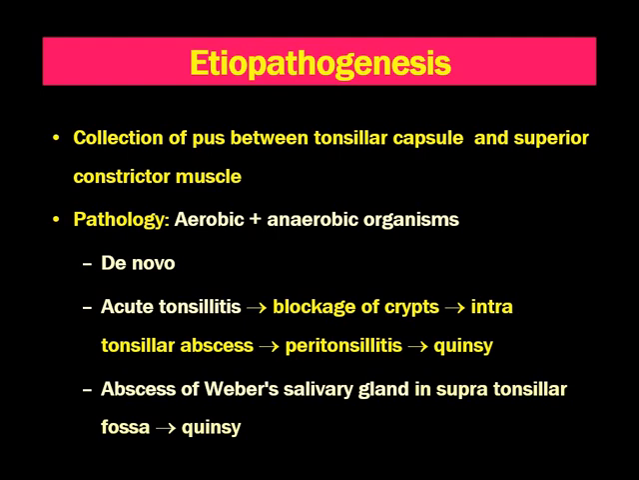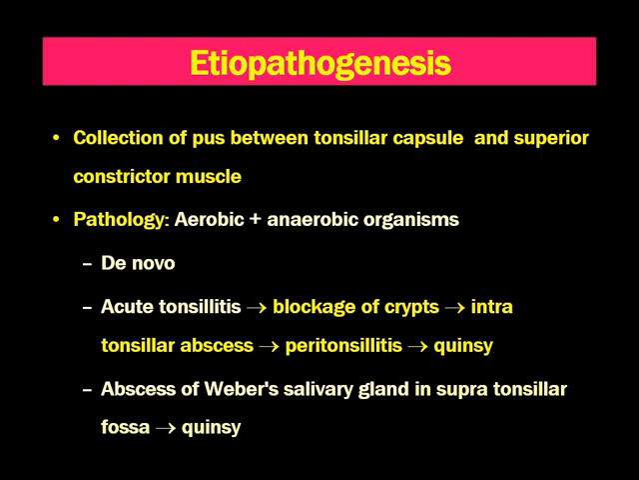The basic pathology behind Quinsy is the infection by aerobic and anaerobic organisms. It may occur de novo, that is on itself, or may be a sequelae of acute tonsillitis, where there shall be blockage of the crypts, especially crypta magna, leading to intratonsillar abscess, and peritonsillitis, inflammation around the peritonsillar area, and leading to Quinsy. The significance of crypta magna is that it can reach up to the tonsillar bed. More commonly proposed theory is abscess of Weber's salivary gland in supratonsillar fossa. The abscess leads to Quinsy.